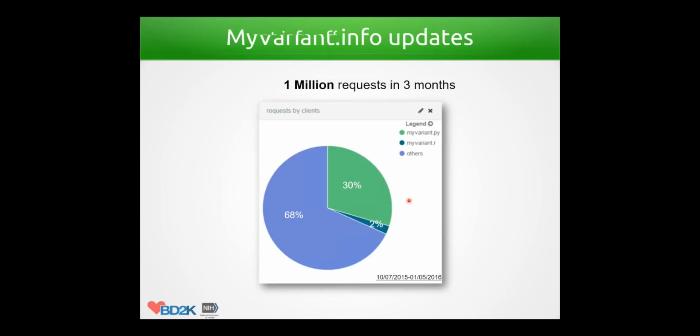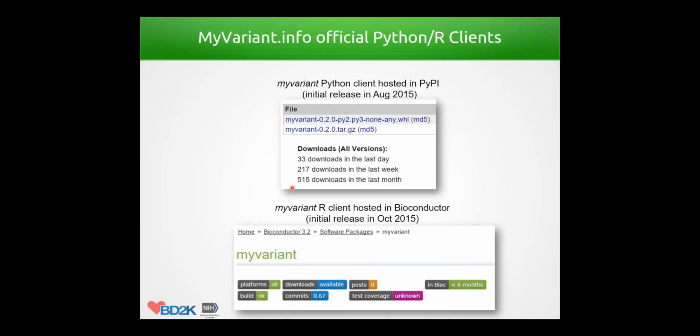The same for the MyVariant Python client. Right now we achieved about 500 downloads in the last month, and the MyVariant R package doesn't have any download ranking yet because we just released it a few months ago in October. So we will continue to monitor those usages.